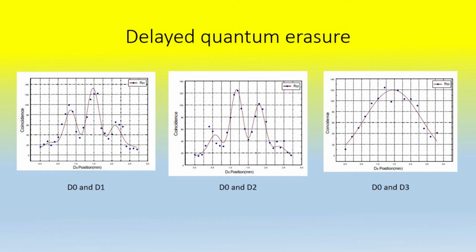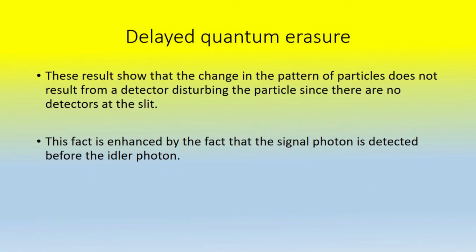Here is the actual data from the quantum erasure experiment. You will note that detectors 1 and 2 both produce an interference pattern, while detector 3 did not. This thoroughly illustrates what I have been describing. These results show that the change in the pattern of particles does not result from a detector disturbing the particle, since there is no detector at the slit.